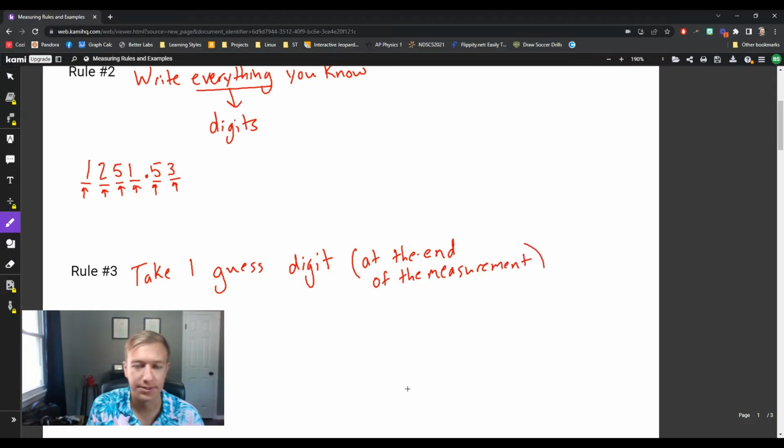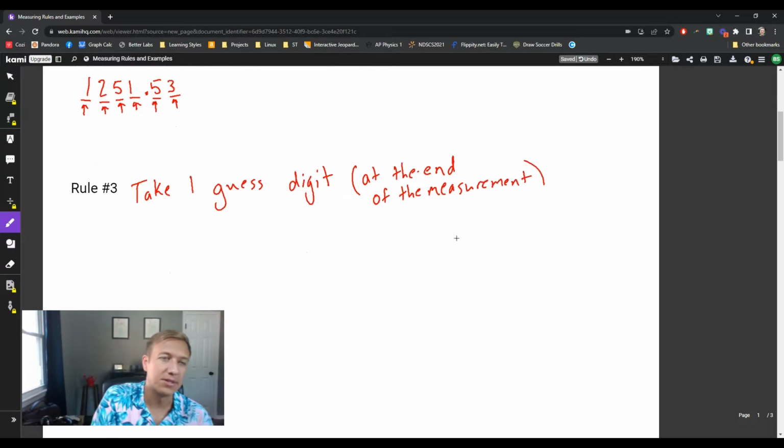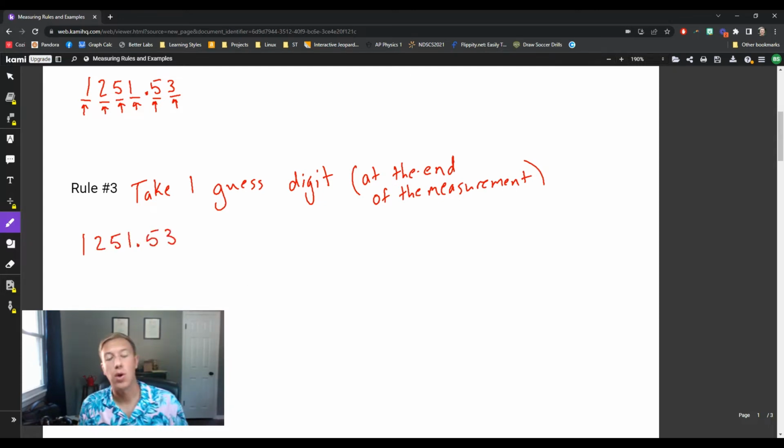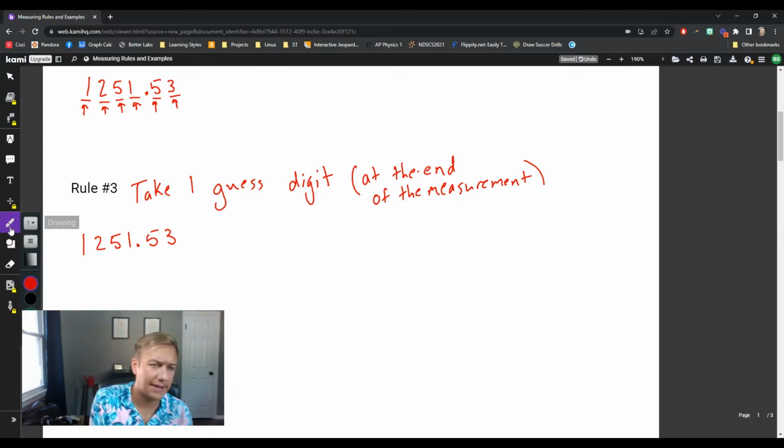Sorry if my handwriting's a little sloppy there. So we can take one guess digit at the end of our measurement. So let's go back to our number from before, 1251.53. So I measured this. I know these numbers, all of these, 6 numbers here that I'm going to underline in blue. These are the things that I know.